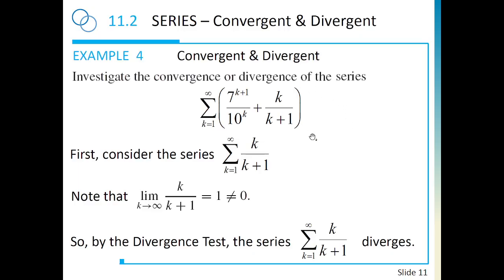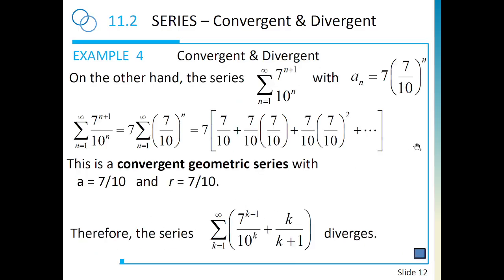Another case: here we have this composed general term, one piece and the other piece. If we start with the easier one, the series k over k plus 1, we note that the general term of this series converges to 1, so it doesn't go to 0. And we know by the divergence test that this series diverges. That's all we need to say. So we have one divergent series.